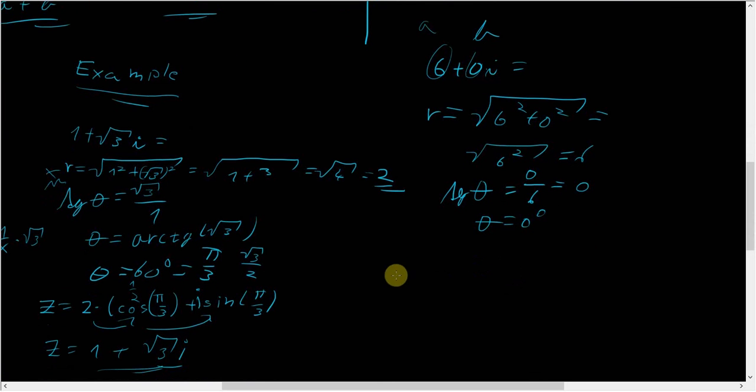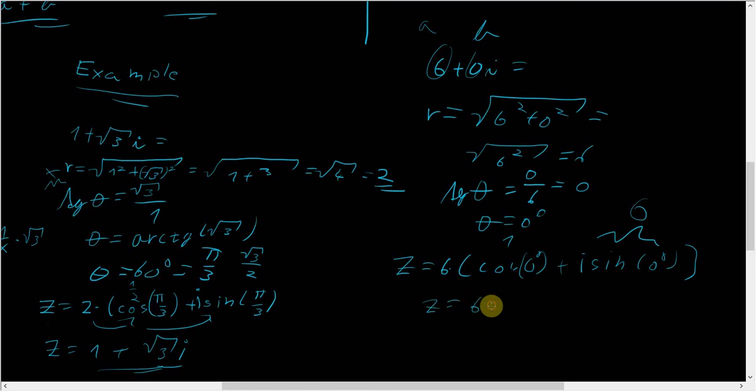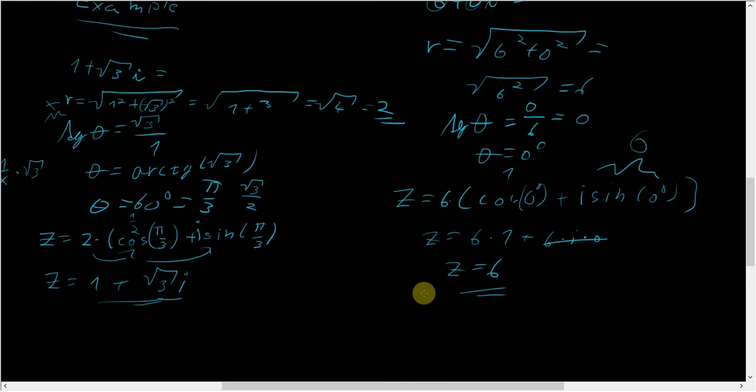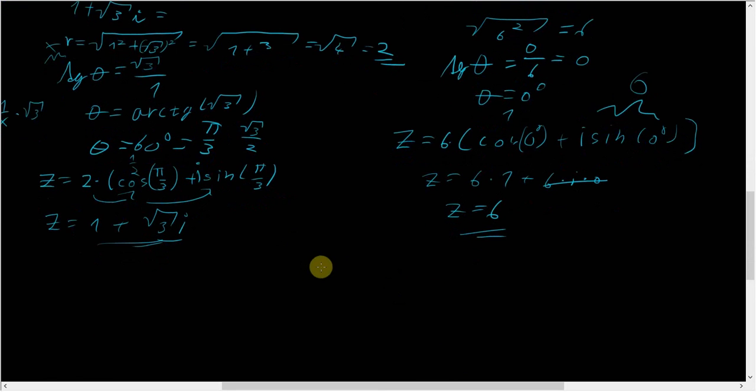How are you going to describe this? Simply, very simply. So 6 times cosine of 0 degrees plus i times sine of 0 degrees, and I think you already know the answer. So this is 0, this is 1, so 6 times 1 plus 6 times i times 0, nothing. z is equal to 6. Is that our start value? Yes, it is.